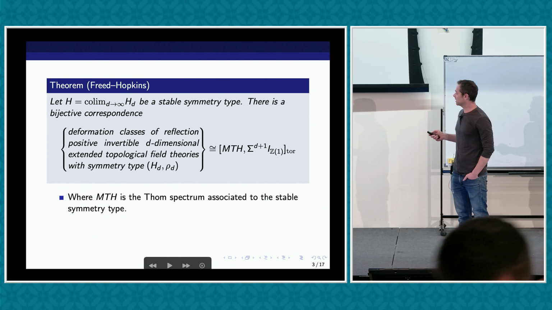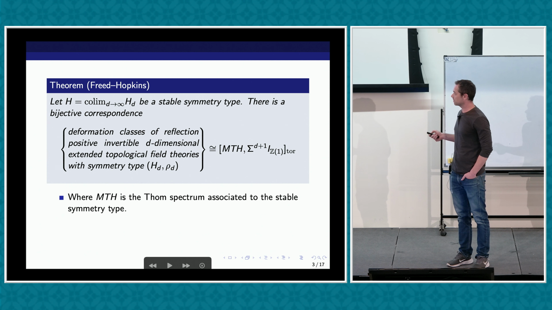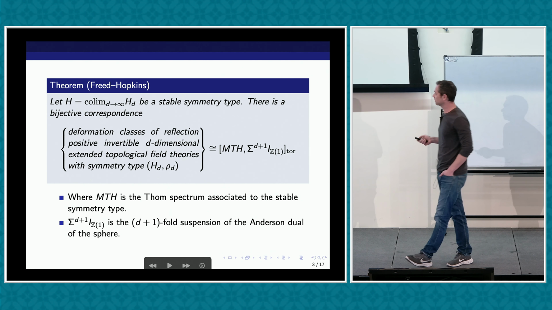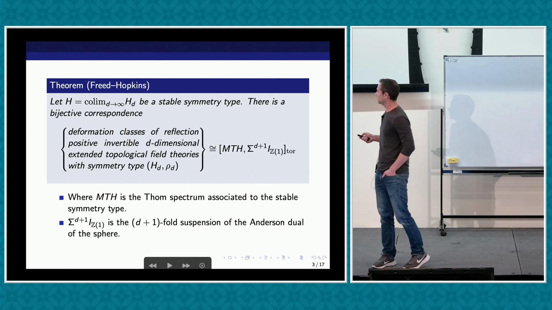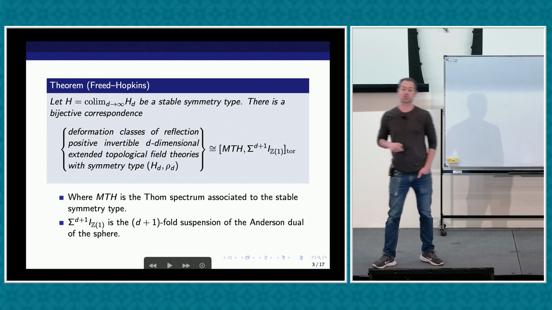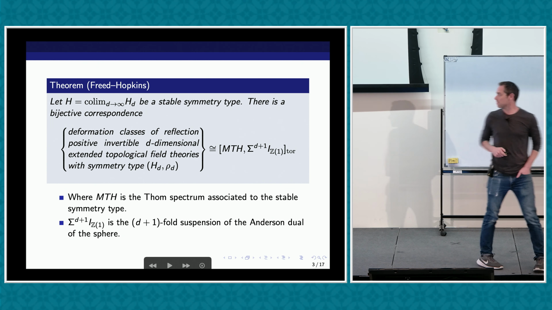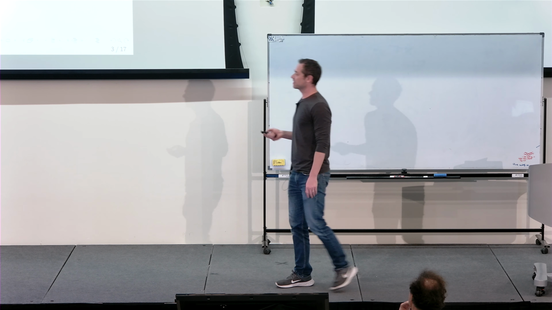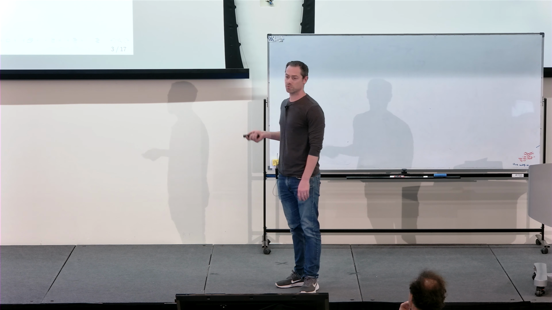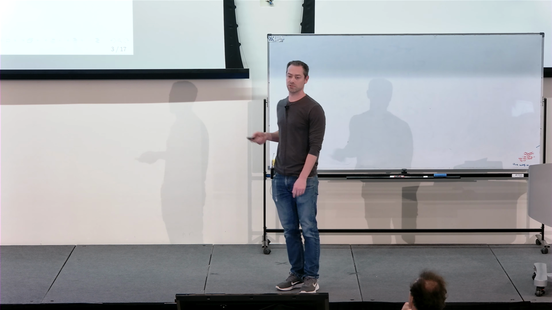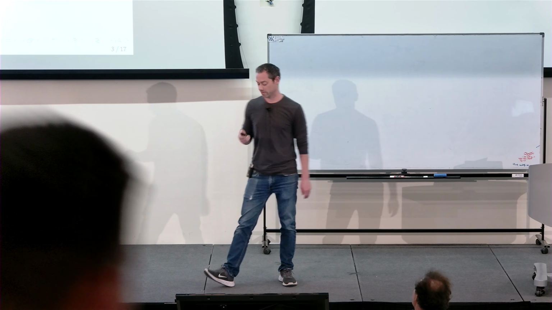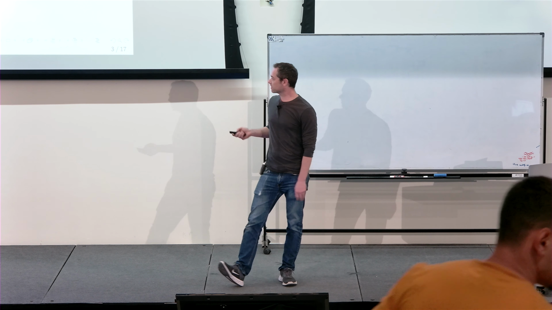Here MTH is just the Thom spectrum. And this other spectrum is the Anderson dual of the sphere, or rather a shift of the Anderson dual of the sphere. I'm not going to talk too much about this spectrum. If you want, just think of cohomology with Z coefficients, the Eilenberg-MacLane spectrum, and that's a good substitute intuitively for thinking about what this thing is, but that's not quite what it is.